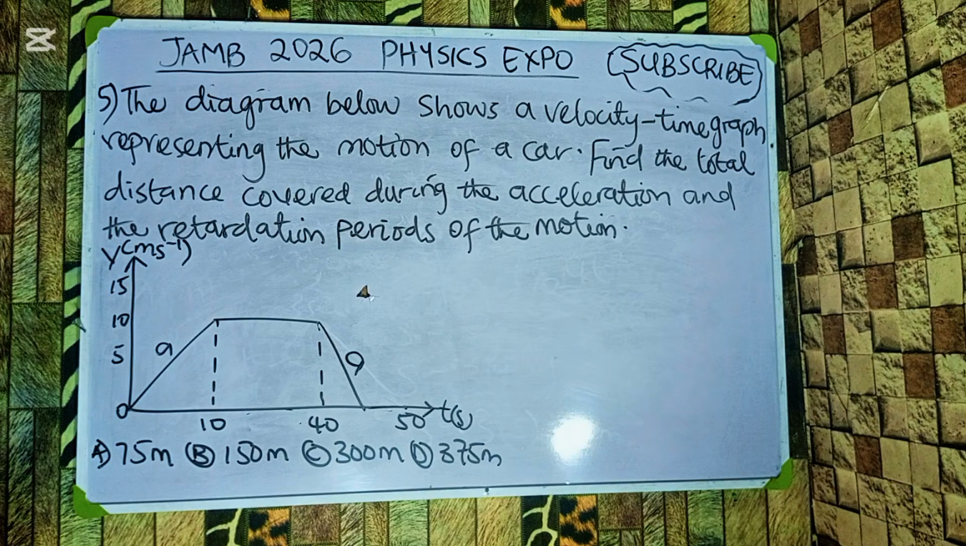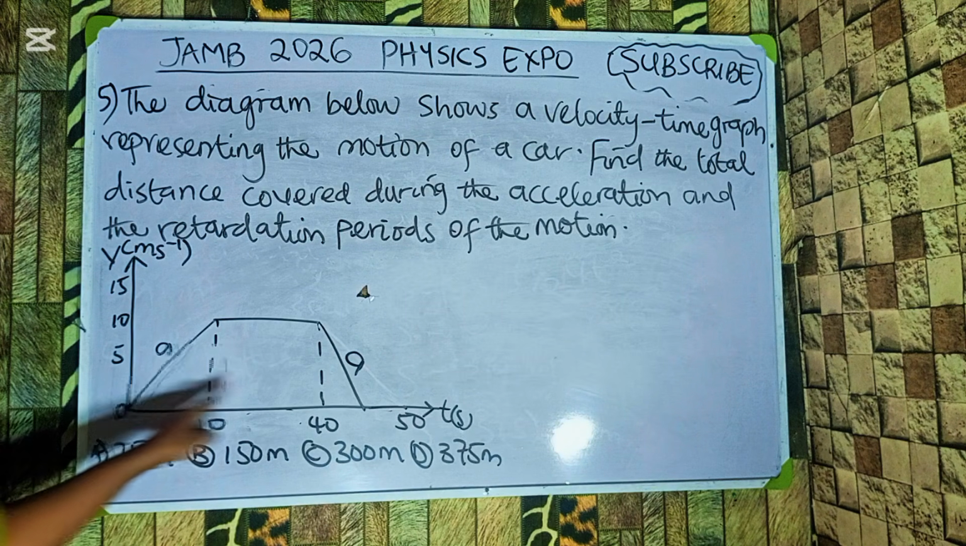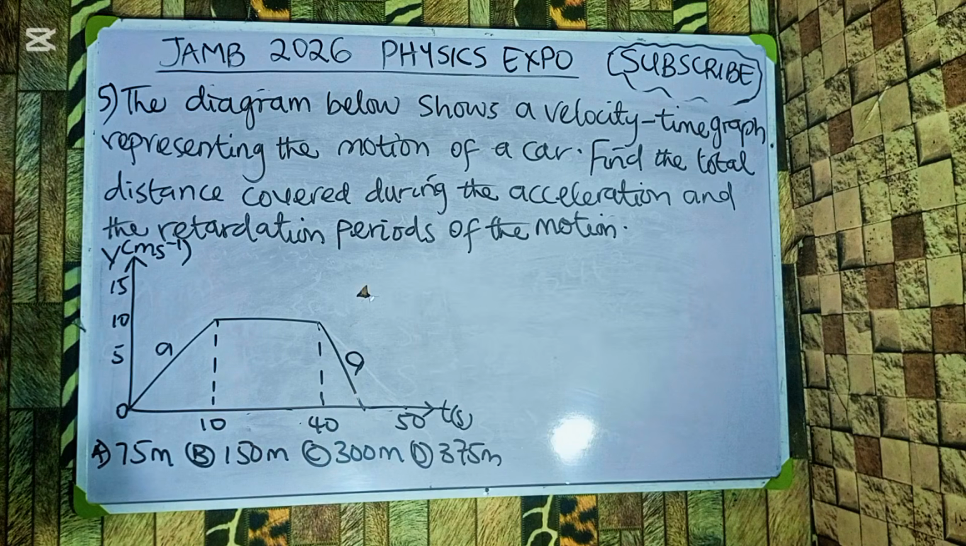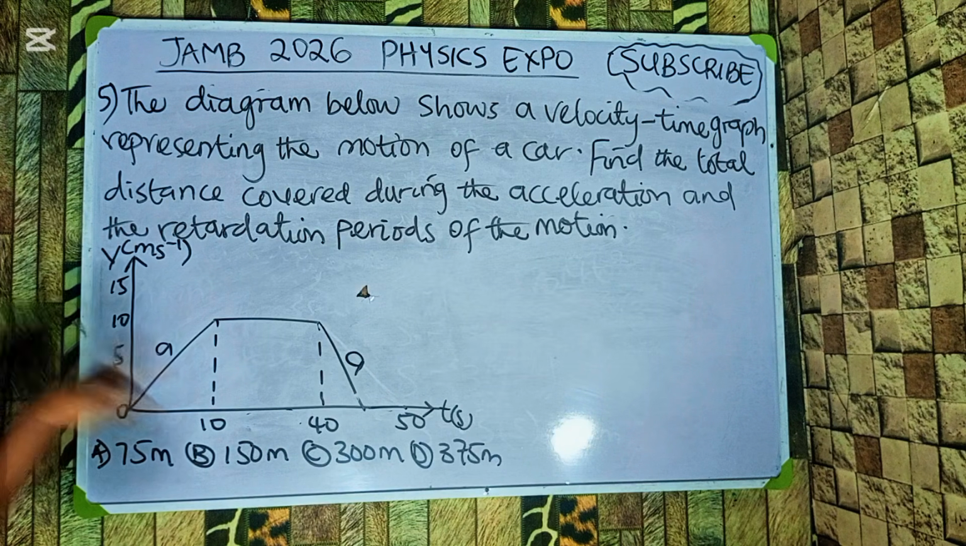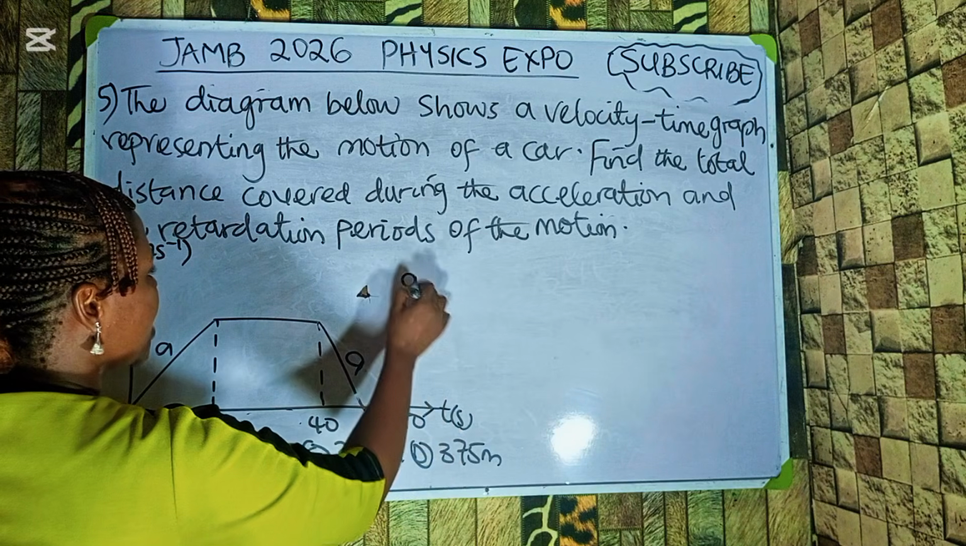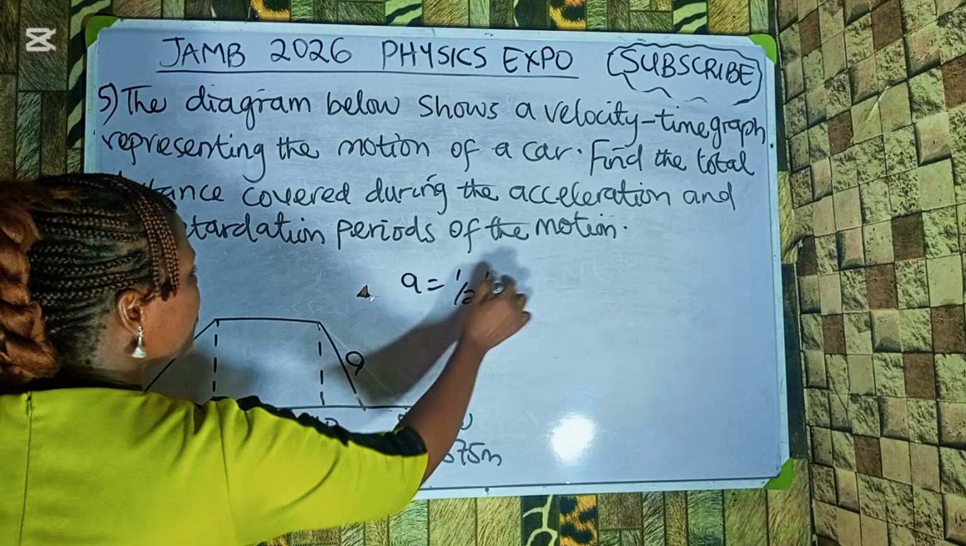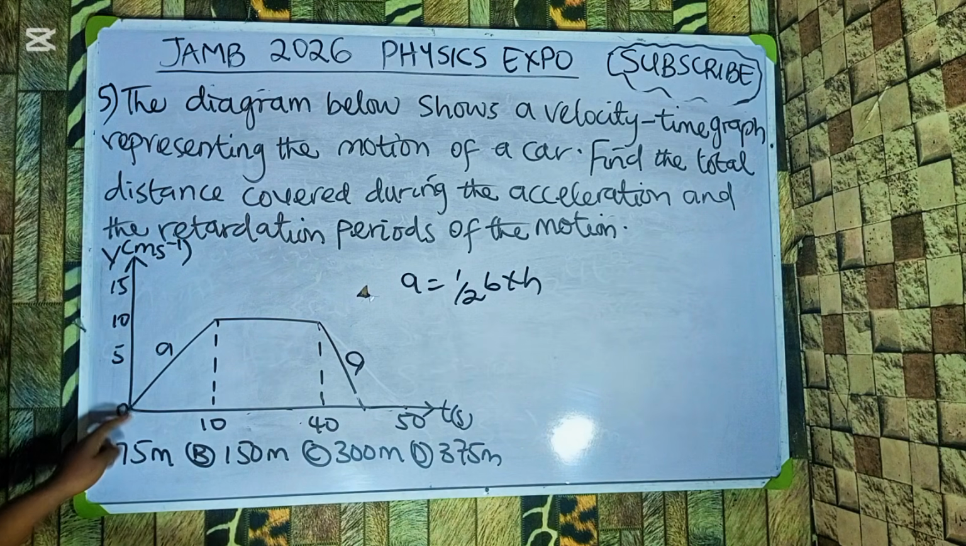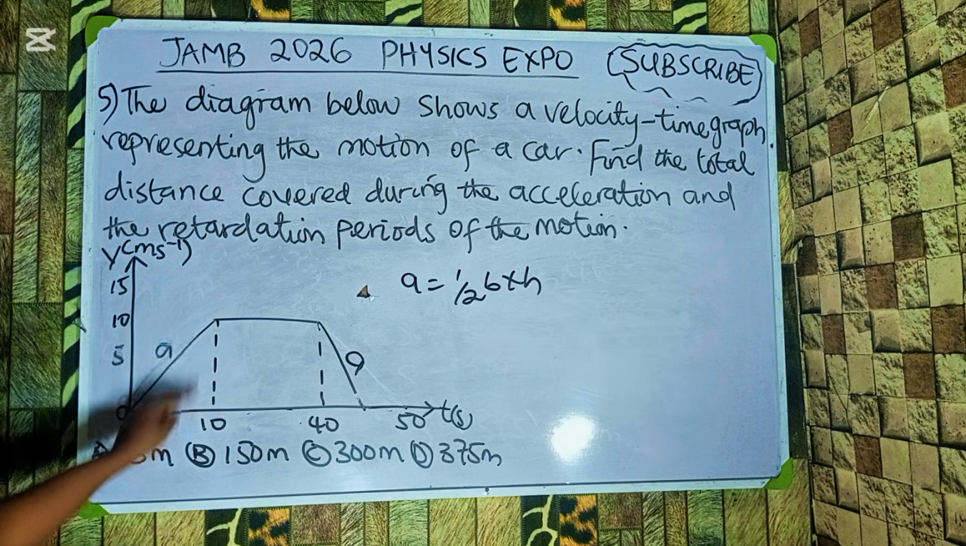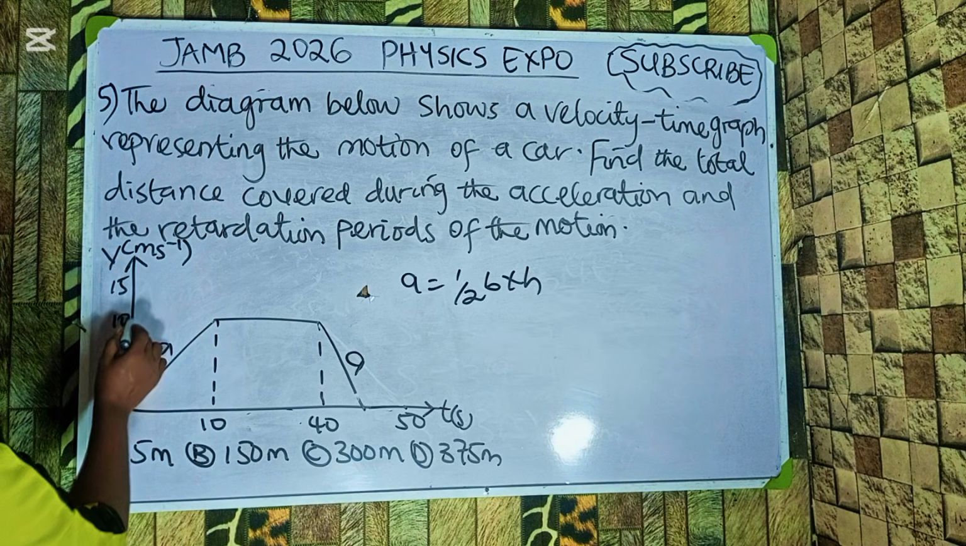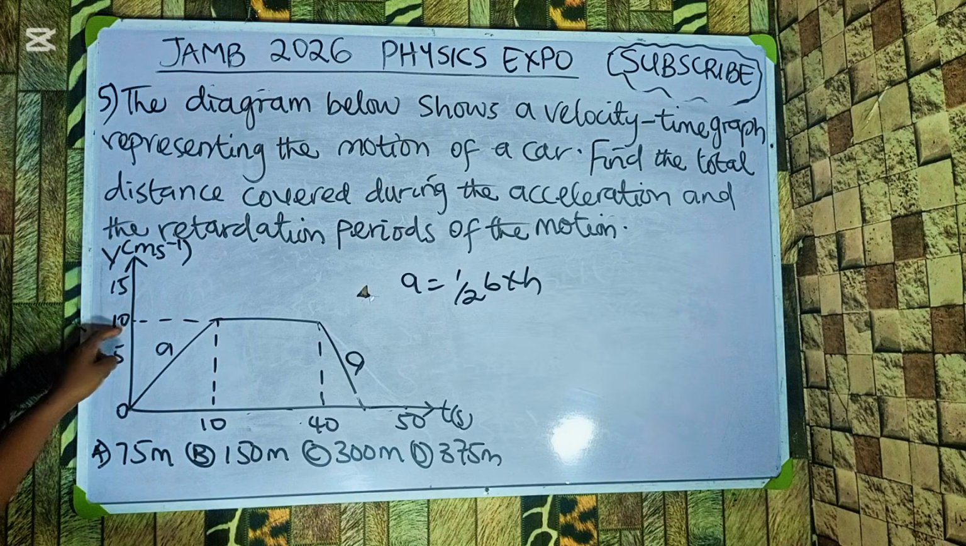So for us to get the distance, this is what? This is a triangle. This is also a triangle, right? And the formula for a triangle, which I'm going to use for the distance, is half base times height. So for this acceleration, we say for acceleration, this is what? Half base times height. Now, what is the base? The base is 10, right? And the height is also what? 10. You can even trace it to this point. The height is what? 10.